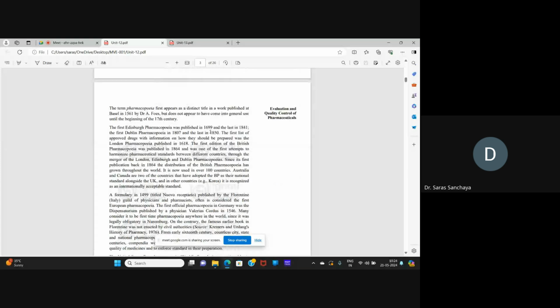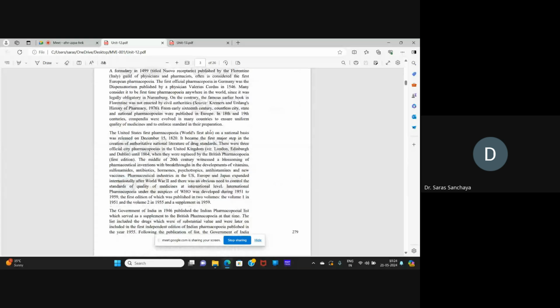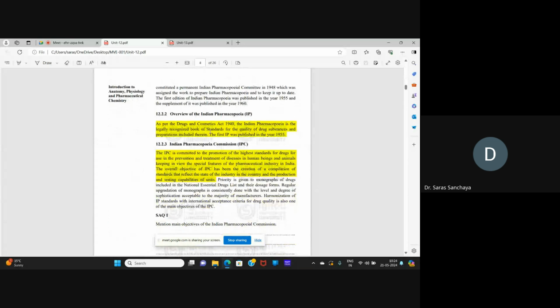Then, an overview of Indian Pharmacopoeia. As per the Drugs and Cosmetics Act 1940, the Indian Pharmacopoeia is the legally recognized book of standards for the quality of drug substances and preparations included therein. The first Indian Pharmacopoeia was published in the year 1955.